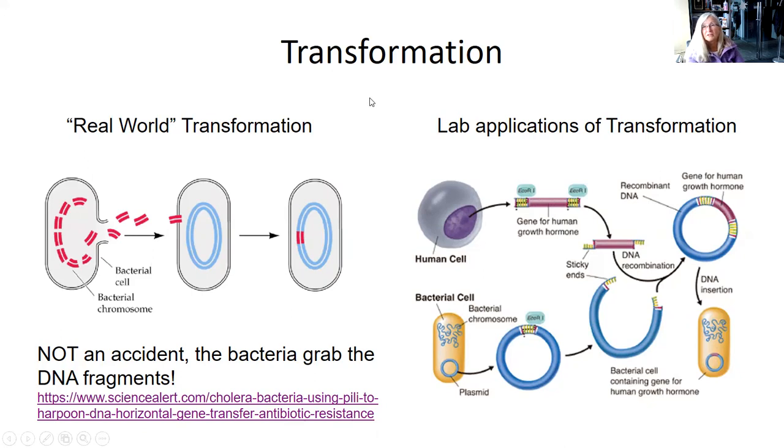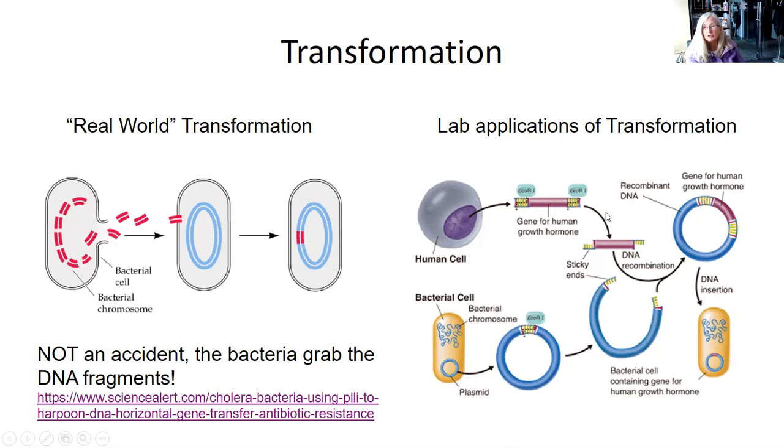I could sit there and watch that all day long, but we need to move on. So go back and watch it if you want to watch them using these pili to grab, harpoon, if you will, and take them into their cells. So in the laboratory, it involves chemical methods. In the real world, they grab them.